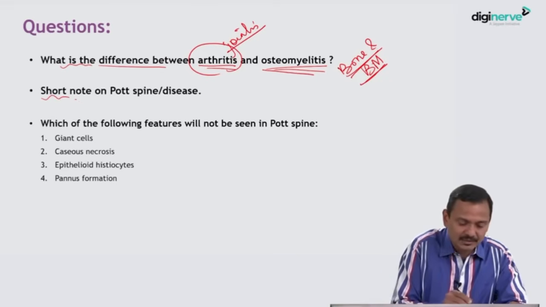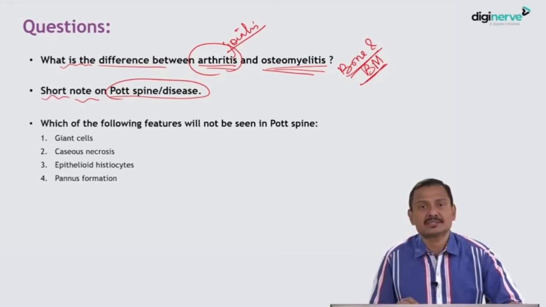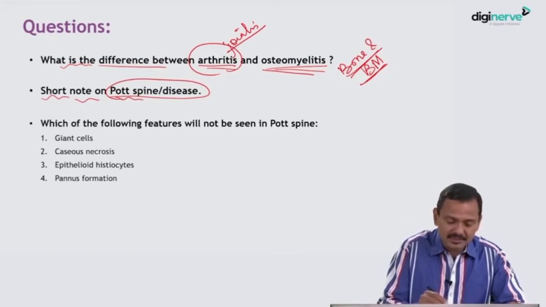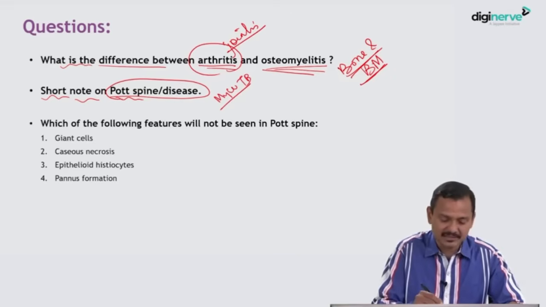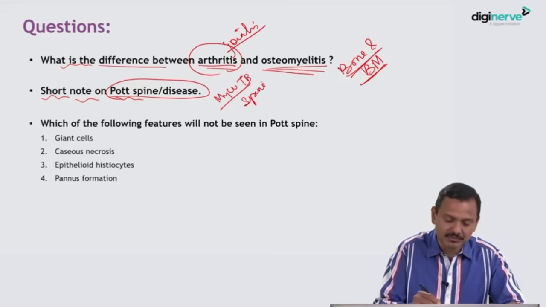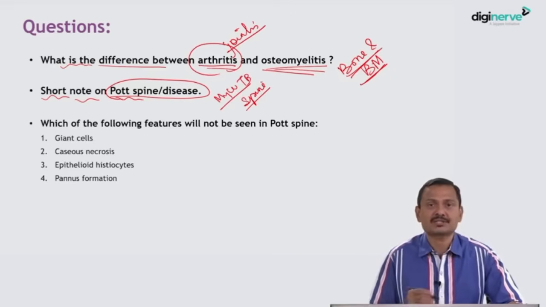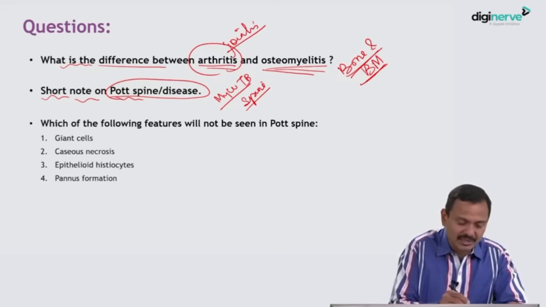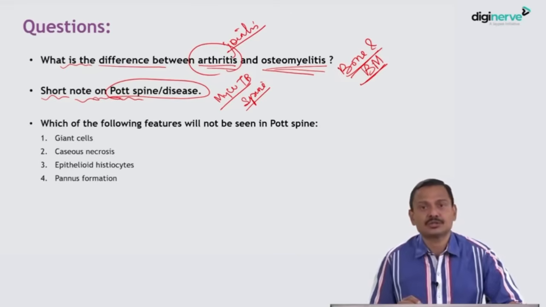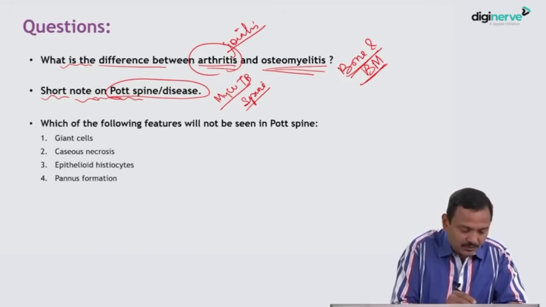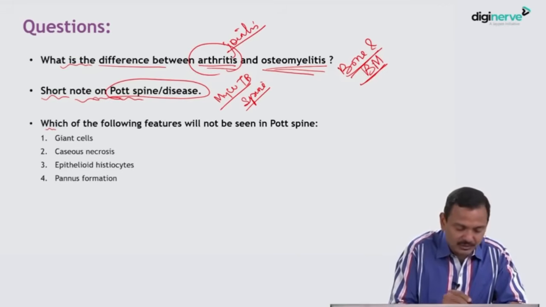Then you may be asked to write a short note on Pott's spine or Pott's disease. Now Pott's disease is mycobacterial tubercular infection or osteomyelitis of the spine, most common in thoracic and lumbar vertebra. You know the complications, you know the microscopy, so you can easily write a short note on that. Now let's have a few MCQs.